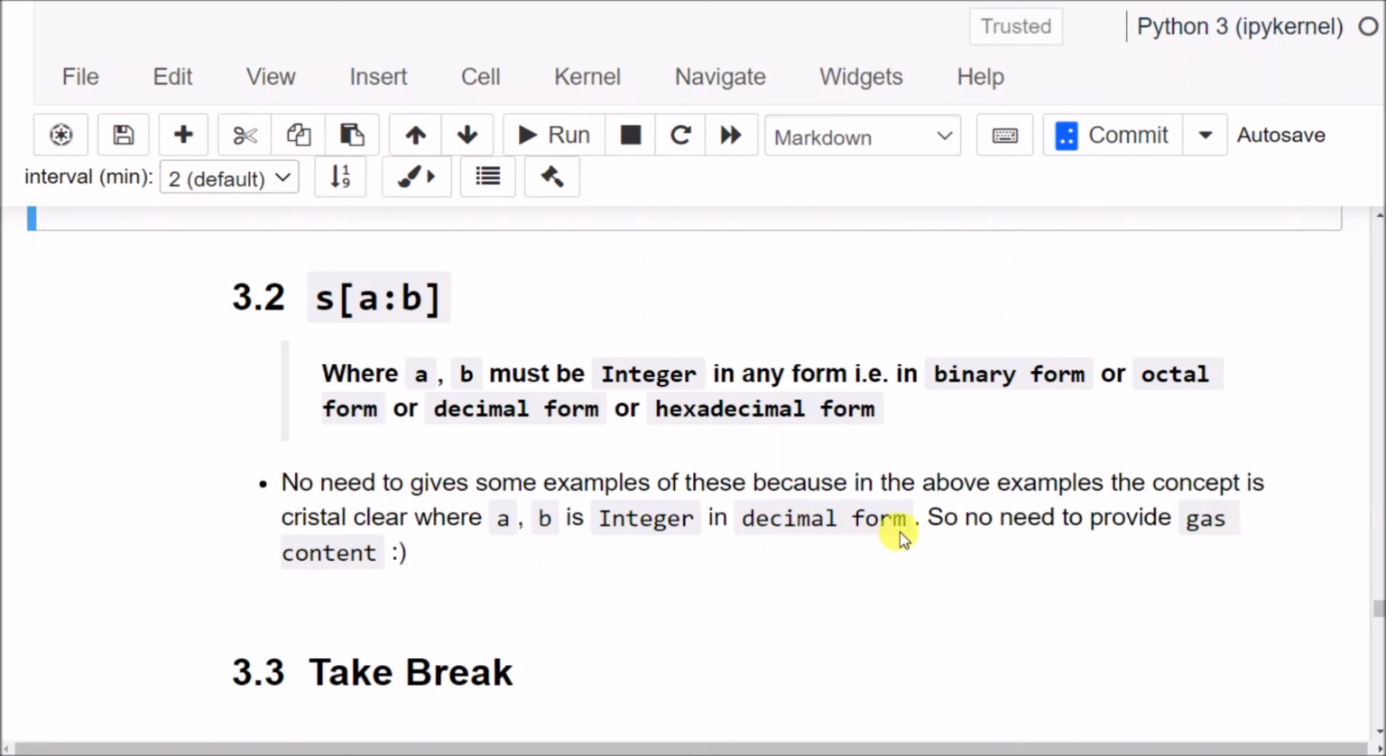I know you understood this in a crystal clear way, where a and b are integers in decimal form, so no need to provide repeated content. Repeated content means the same things every time we tell, so we don't want to provide these, because it makes the videos lengthy.